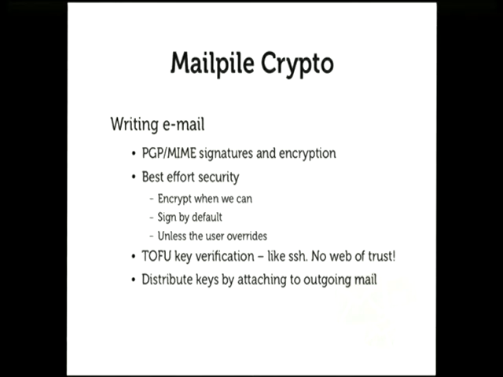Writing email: again, generate PGP MIME, and use GPG to actually do the signing and the encrypting. We want to do best effort security. We would like to encrypt messages whenever we can. How we figure out whether we can is an open question. We'd like to sign by default; there's really no reason not to. And we need to give the user the power to change these settings. But for the most part, we want to do our best.